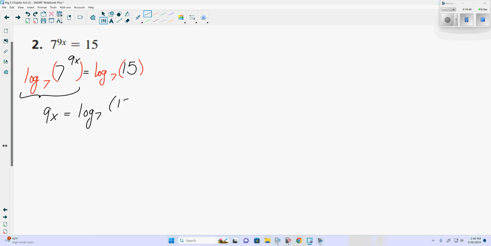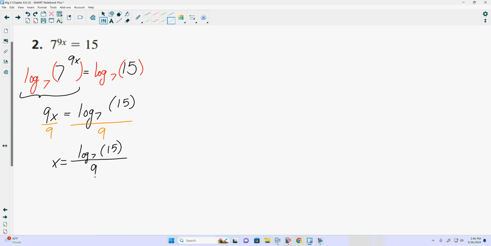log base 7 of 15. Questions? Is x by itself? No. So what do we need to do? Divide by 9. So we need to divide by 9, yes. And when we divide by 9, it tells us x is equal to log base 7 of 15 divided by 9.